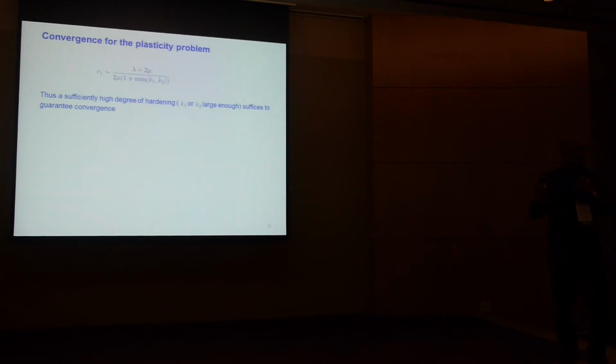In fact, this result is a little too strong because you do have convergence in selected situations when K1 and K2 are 0. But I do need a sufficiently high degree of hardening, in other words, K1 or K2 large enough to ensure that R1 is less than a third, and therefore I can guarantee convergence.